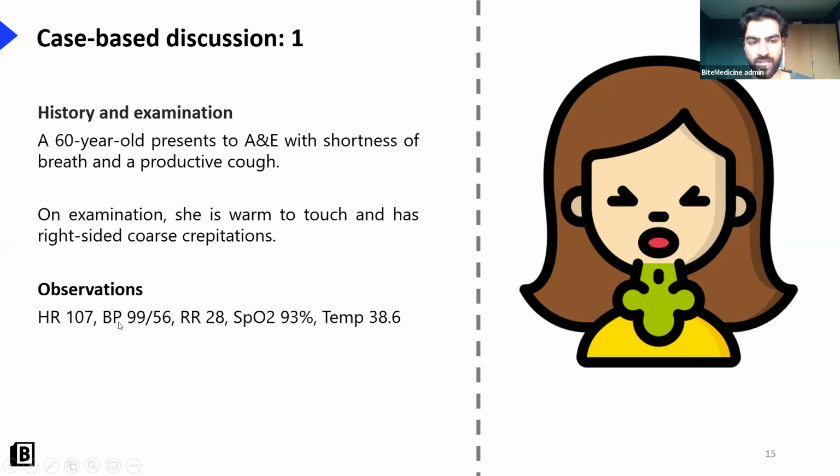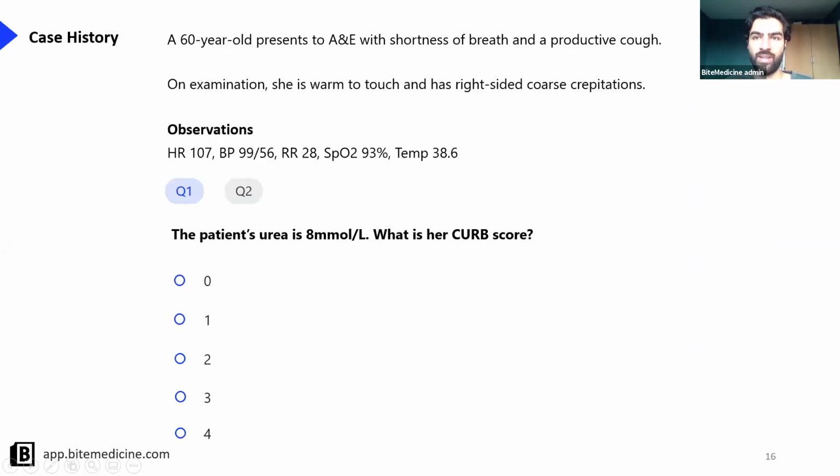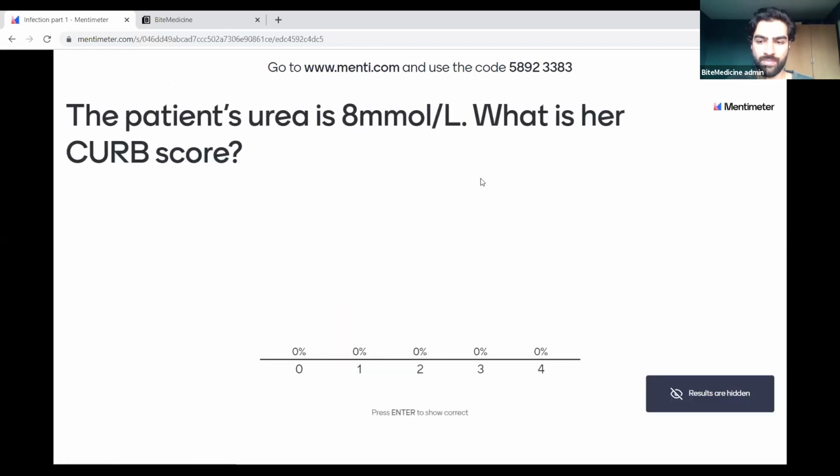So heart rate 107, BP 99/56, resp rate 28, saturation is 93%. The patient has a urea of 8. What is her CURB score? So if you didn't catch it, her heart rate was 107, resp rate was 28, and blood pressure 99/56. Her urea is 8. What is her CURB score? So this is something, again, that you need to be able to calculate for the purposes of your exam, and it's quite important clinically as well.